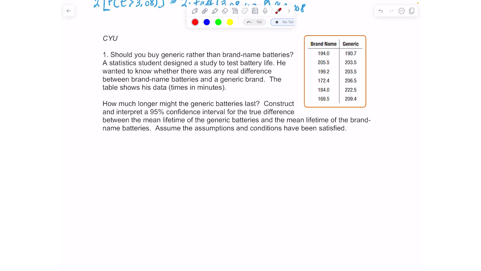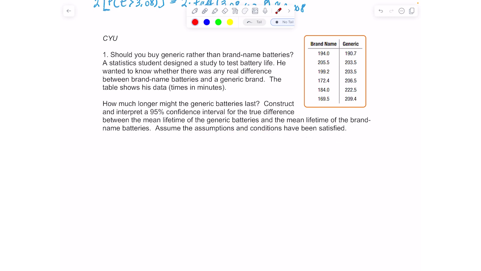Should you buy generic rather than brand name batteries? A statistics student designed a study to test battery life. He wanted to know whether there was any real difference between brand name batteries and a generic brand. The table shows us data, which is time in minutes. Okay, so that's how many minutes each brand lasted. How much longer might the generic batteries last? Construct and interpret a 95% confidence interval for the true difference between the mean lifetime of the generic batteries and the mean lifetime of the brand name batteries. Assume the assumptions and conditions have been satisfied.